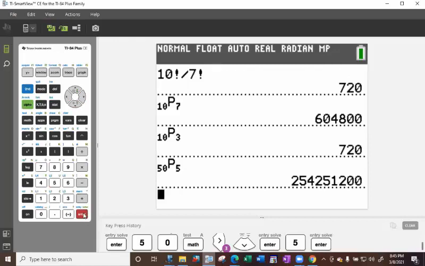Ooh, that's kind of rude, isn't it? There's 254 million ways, and more than that, to list out the top 5 finishers in a 50-person race. I would not want to have that job of having to list those out. I can't imagine how long that would take. Might take a couple of lifetimes. I don't know.